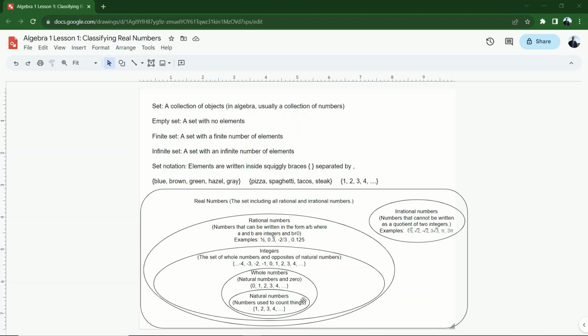That would be the set of integers, as long as they are whole numbers or the opposites of natural numbers, okay? So I'm not including fractions and decimals yet. That's actually the next group of numbers.